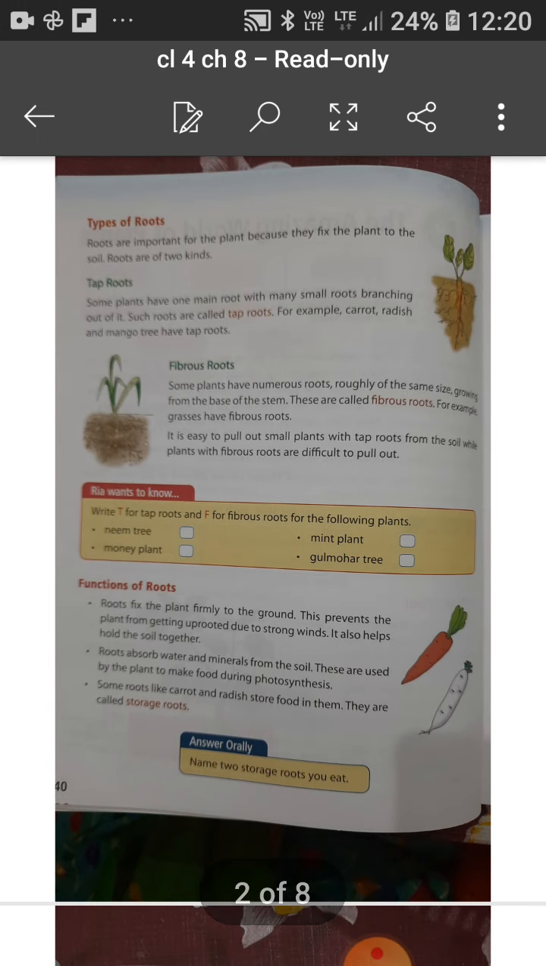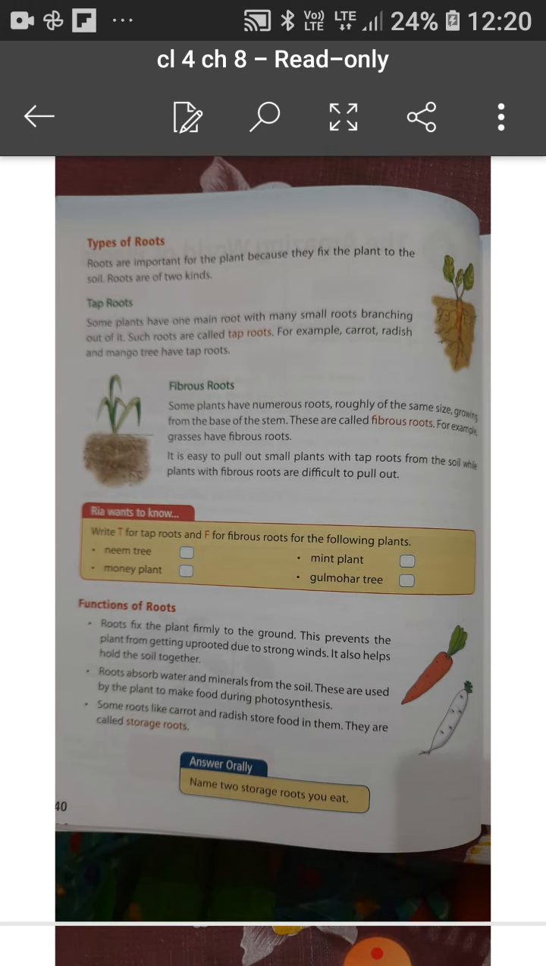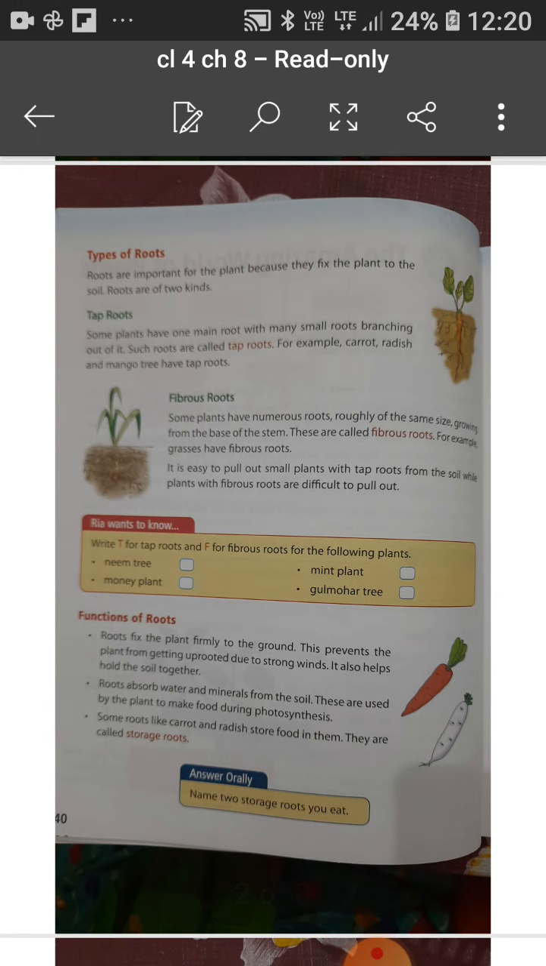Now about fibrous roots. You can read about fibrous root. Some plants have numerous roots roughly of the same size growing from the base of the stem. These are called fibrous roots. For example, grasses have fibrous roots.